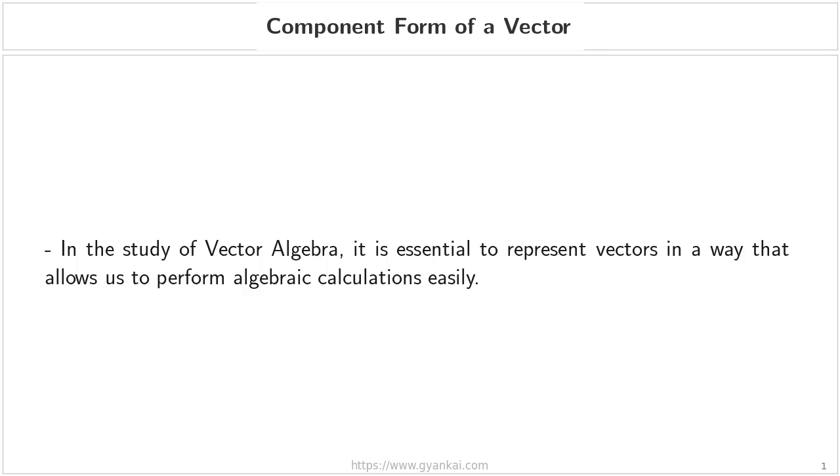Component form of a vector. Welcome, everyone. Today, we are beginning a very important topic in vector algebra, the component form of a vector.